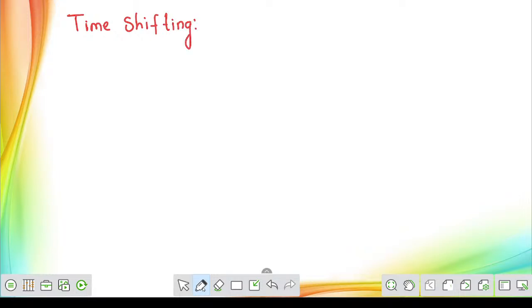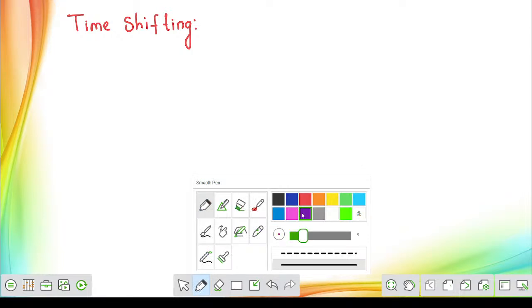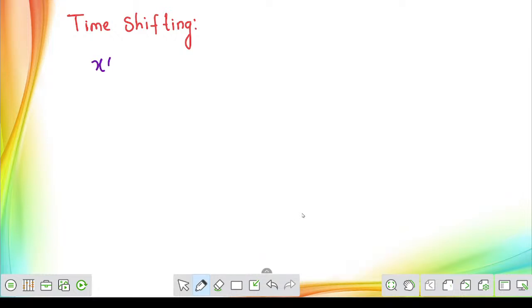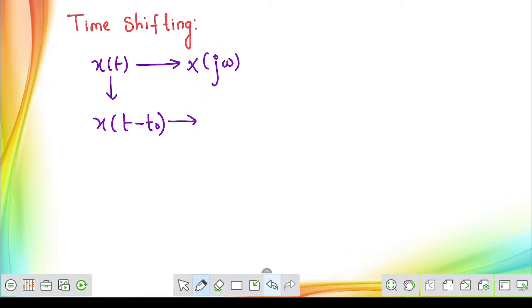As we are observing, time shifting means what, sir? In Fourier series also we discussed the time shifting property. Suppose I have a signal x of t, and its corresponding Fourier transform can be written as x of j omega. Now, if this signal is shifted, for example x of t minus t naught, then its corresponding transform can be written as e power minus j omega t naught into x of j omega. That is called the shifting property.